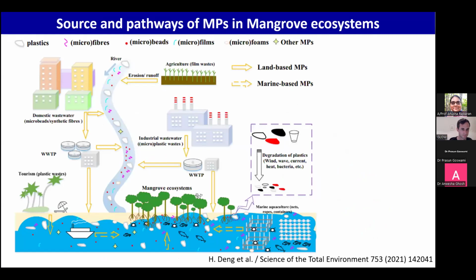So this is the flow chart showing how plastic reaches the mangrove ecosystem. It comes from domestic wastewater as well as agricultural waste, and also city-borne waste like wastewater treatment plants, which cannot trap most of the microplastics, and ultimately reach through rivers to the estuarine environment and as well as mangrove ecosystems. Also, mangroves receive lots of plastics from the oceans as well as aquaculture activities.